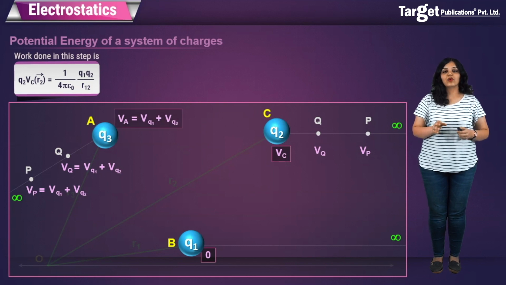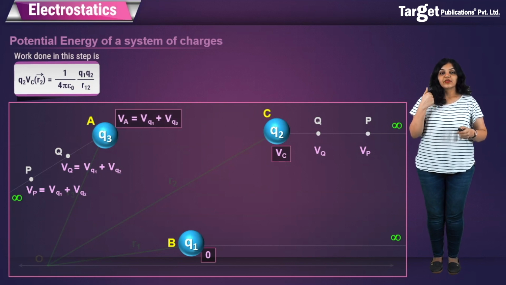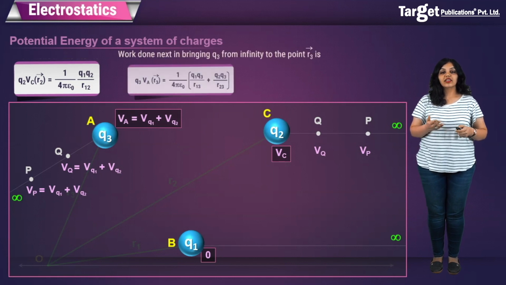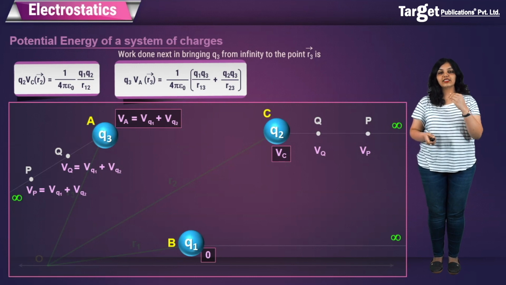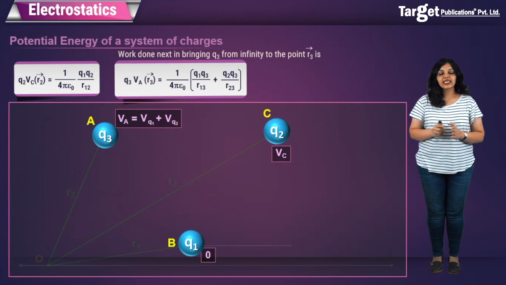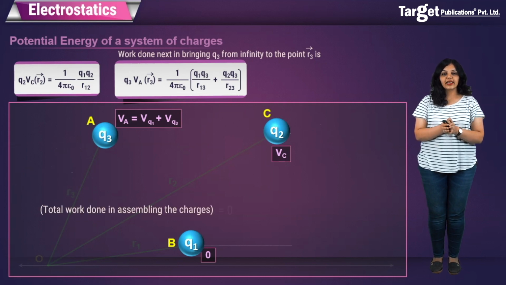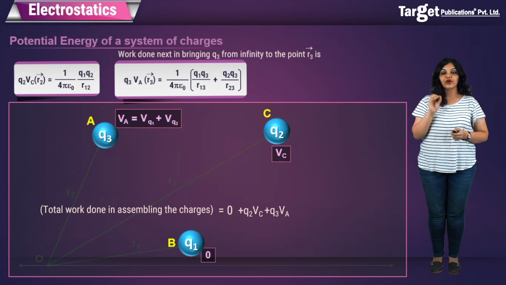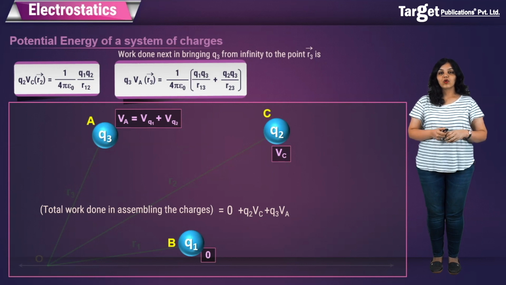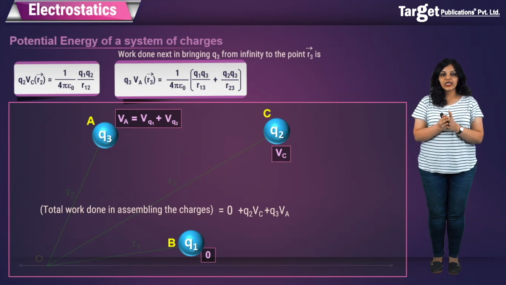So I will see that the work done in this step, which is nothing but charge into the potential, will be given as Q3 multiplied by VA, and VA is V due to Q1 plus V due to Q2, and therefore you see there are now two terms. And from this I can see that the total work done in assembling these charges was 0 for the first one, Q2 Vc for the second one, and Q3 Va for the third one, and this is the total work done, which is simply obtained by adding the work done in each step of the assembly of these three charges.